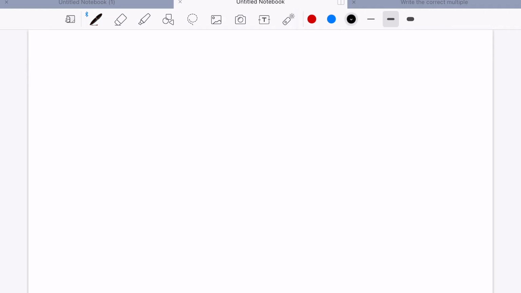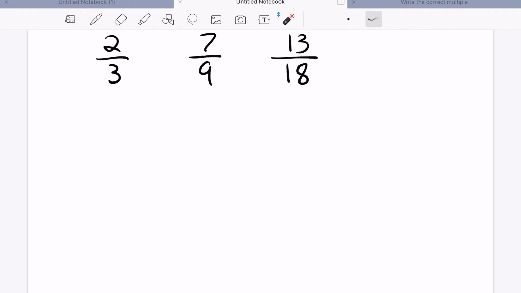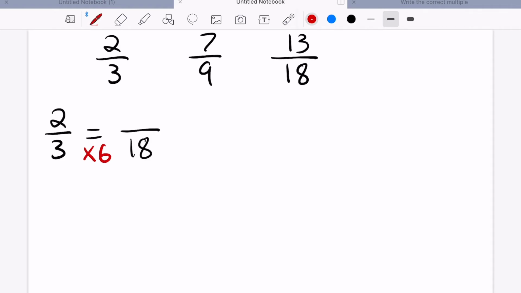All right, here we're going to write 2/3, 7/9, and 13/18. So our denominator is 18, right? We have to turn everything into 18. So 2/3 is equal to something over 18. 3 times what equals 18? 3 times 6 is equal to 18. 2 times 6, because we have to multiply the top. So 2 times 6 is 12.